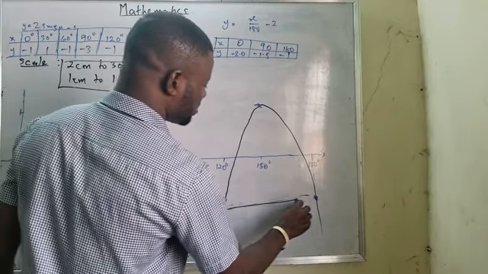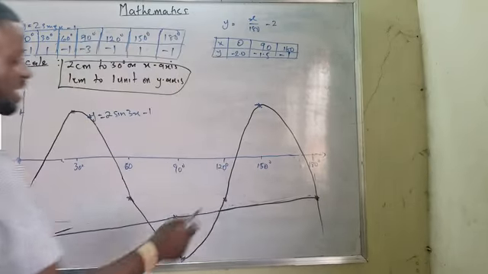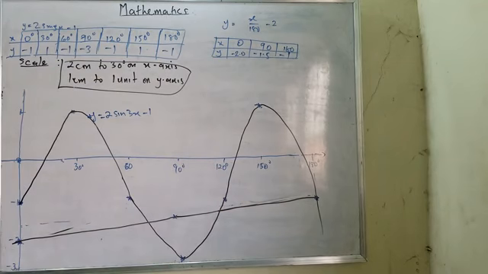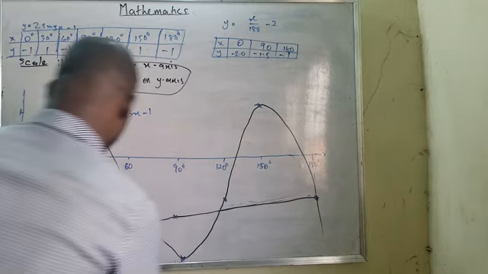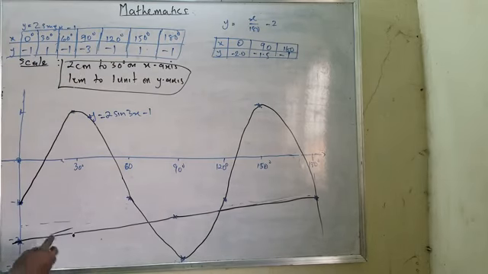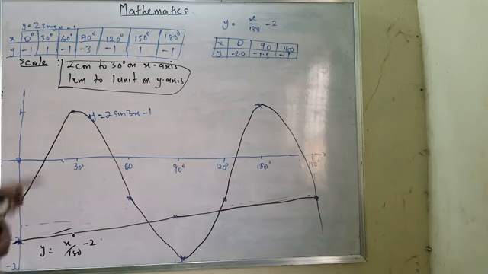Sorry, my hand is not straight. Sorry about that. Now, I have my interpretation also. We are talking about x over 180 minus 2, which is my y, equals that. Now, it means I've successfully interpreted the line on the graph. That is the first and the second graph.